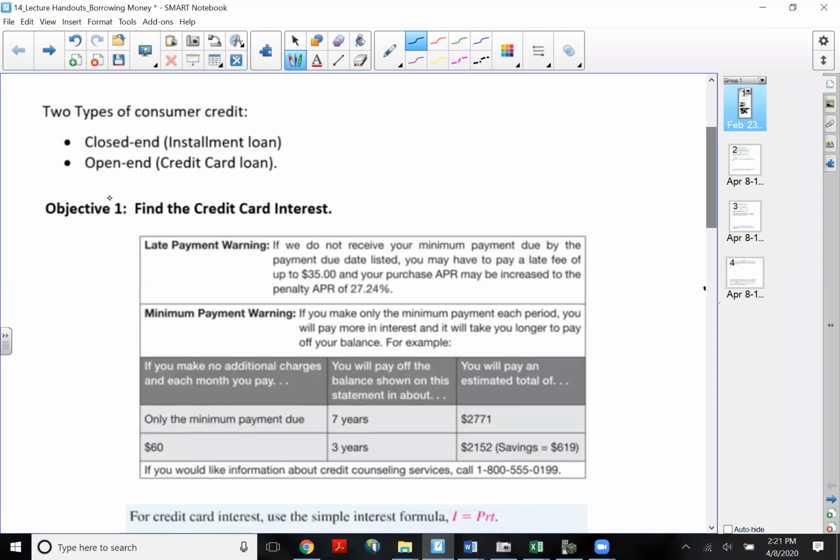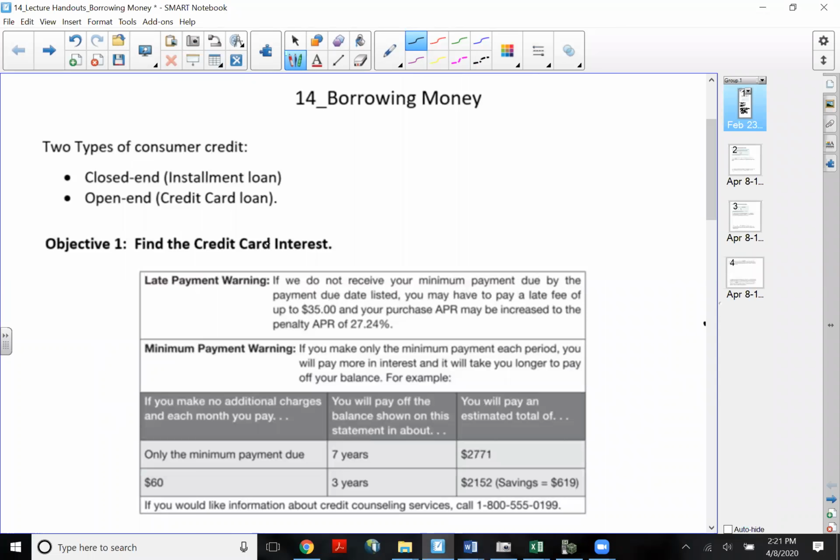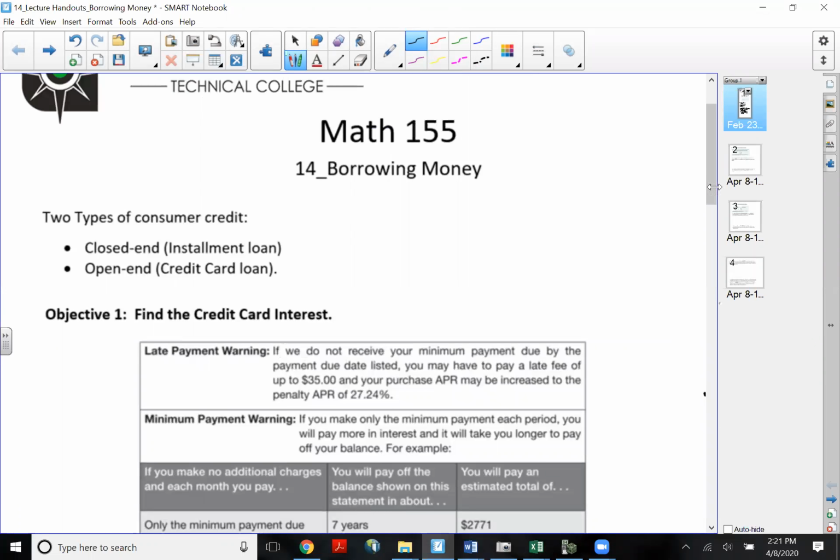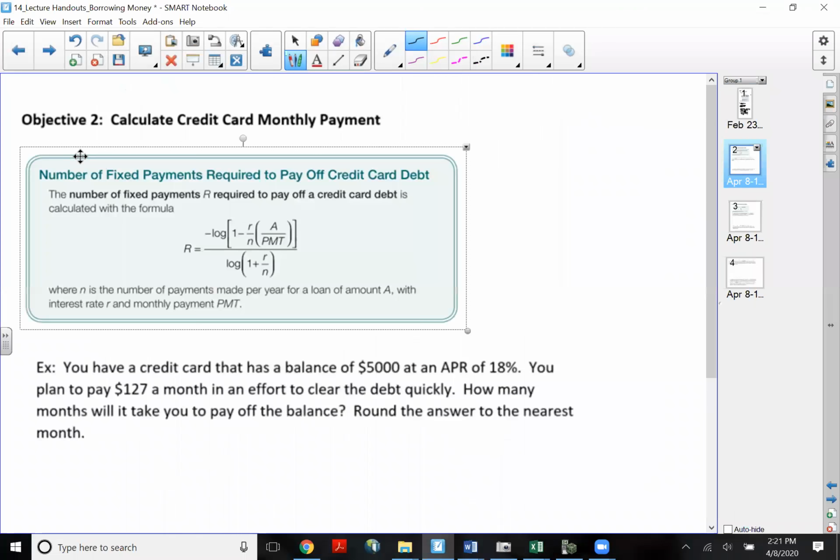All right, so that will be it for the credit card loan on the interest. I will make another video for the other 2 objectives. We'll pick up objective number 2 in the next video.